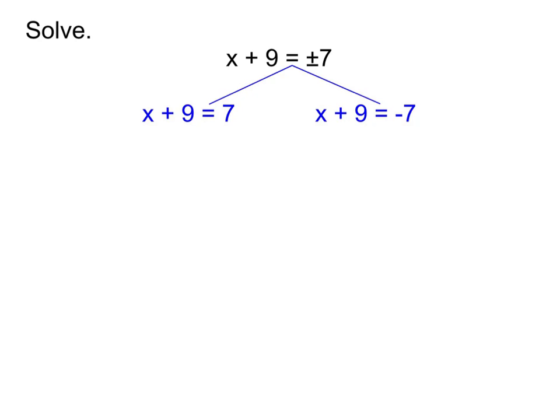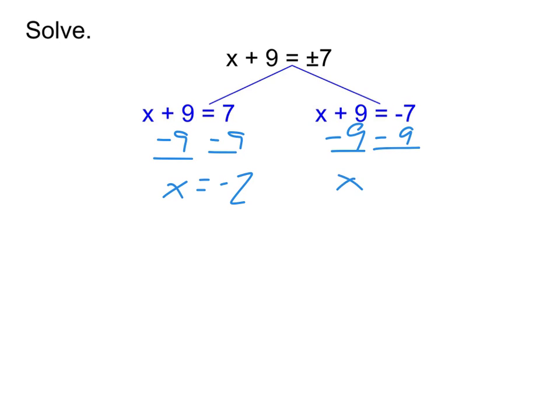And so in order to solve each of those equations, let's go to the first one here, the left one first. What do I need to do to both sides? Yeah, we need to subtract 9, right? And so I subtract 9 from both sides, and that gives me x equals negative 2. Great. For the second one, what do I do to both sides? We subtract the 9 again.